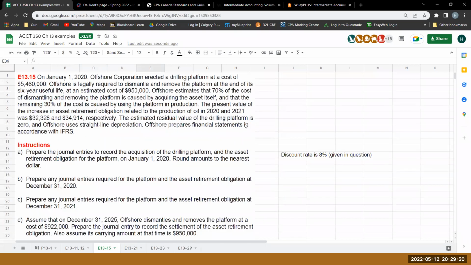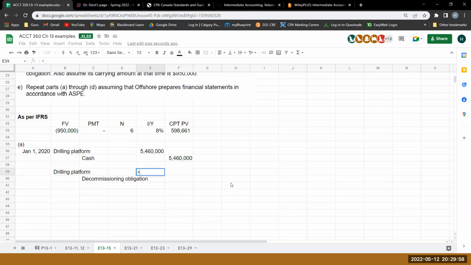And they said 70% of the cost of dismantling is caused by acquiring the asset itself. So 70% of 598,661, so times 70%, 419,063 gets added to the cost of the drilling platform. You credit a decommissioning obligation for it.